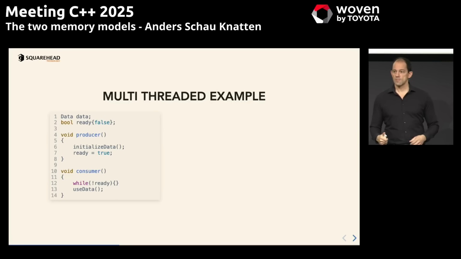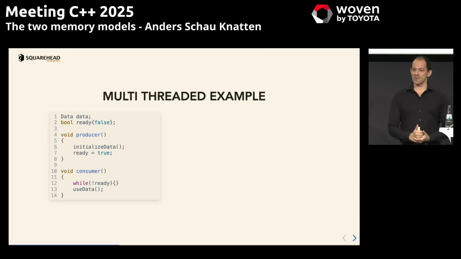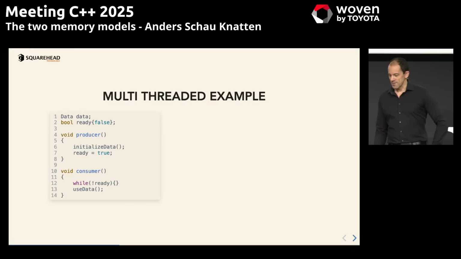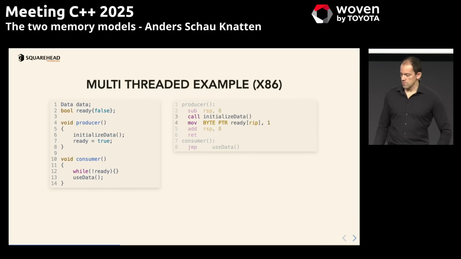No? Which architecture? Well, on x86, it will look like it's working, but I would argue you still shouldn't do it. But let's look at the assembly here and see. Well, actually, no, not even on x86. The producer thread works, but not the consumer thread. Let's look at the assembly. So the producer calls initialize data, and then it moves one into ready, and we know that the stores are going to happen in order, so this is going to be fine.